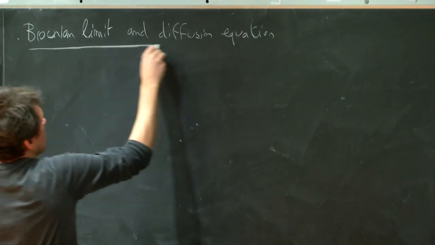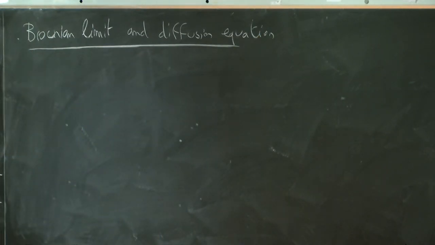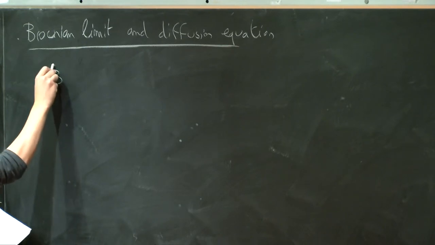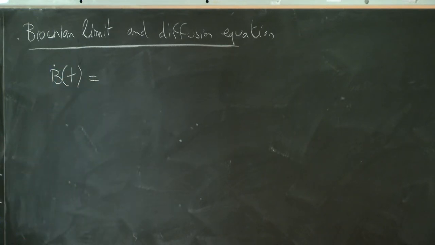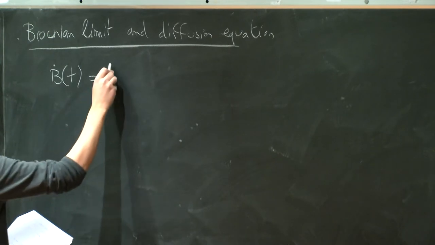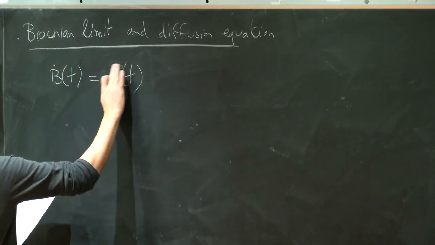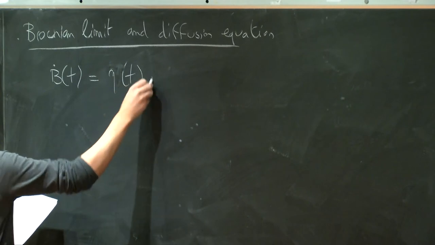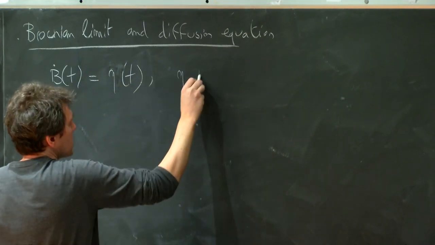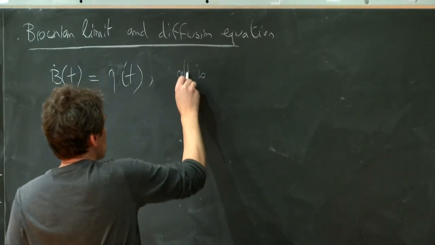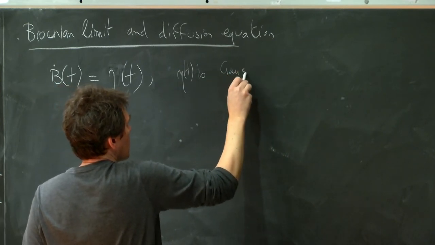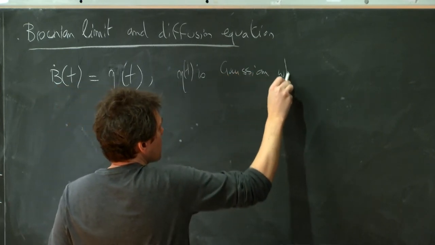Maybe it's nice to start directly with the Brownian case. It's probably useful to do that. Let's start with the diffusion equation that I showed you before. Okay, so I have v dot of t is zeta of t. Oh, sorry, I called it eta. So let's stick to this notation, eta. Eta of t is Gaussian white noise.